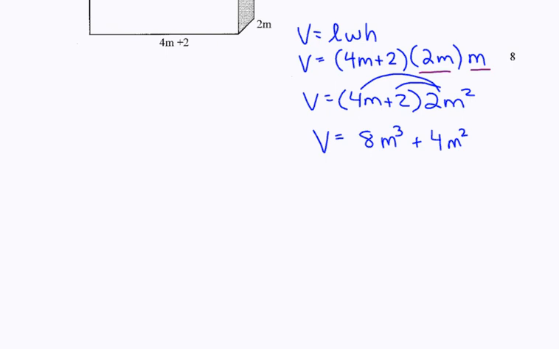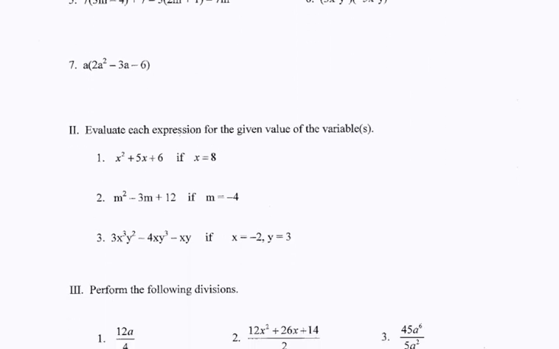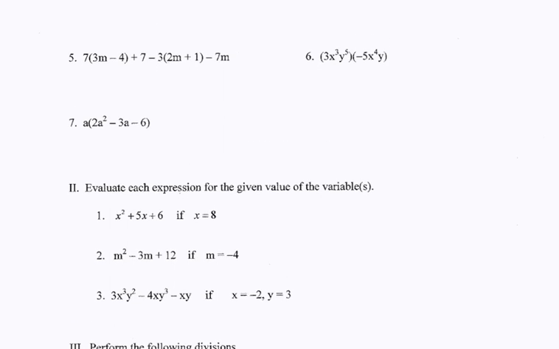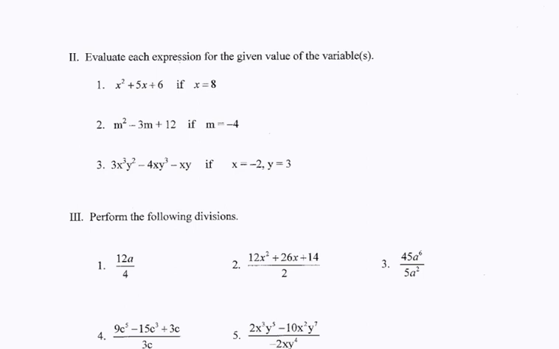Your homework is on the next page, since this is a short lesson. We're just talking about the variables. Whenever we substitute in, you substitute your number in brackets. For example, in number 2, if I'm substituting in m equals -4, every time you see an m, that -4 should go in brackets. Then you solve from there. If you don't put it in brackets, you're going to make mistakes.